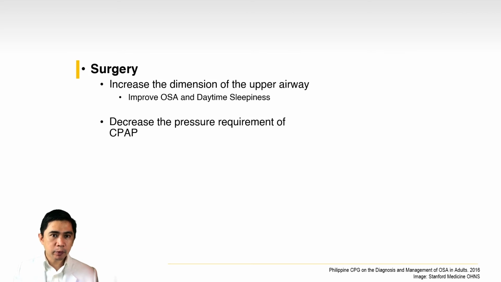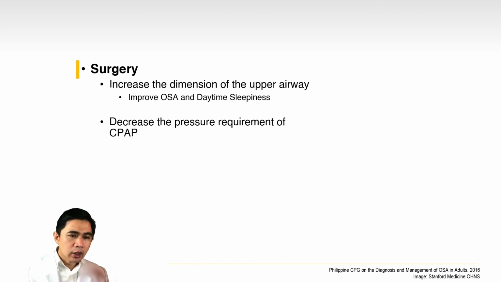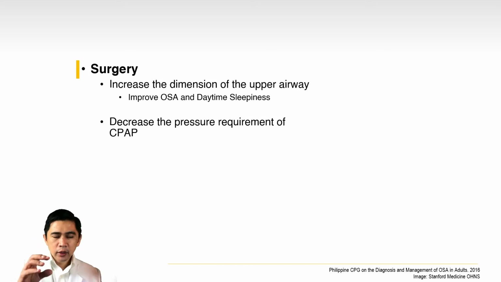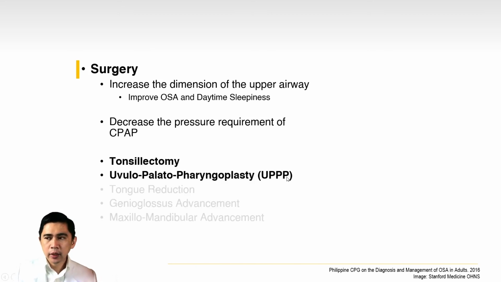Remember that with CPAP, you put pressure to open the collapsible segment, okay? But if you have so much collapsible segment, like big tonsils or big adenoids or a uvula that is so large, you will need a lot of pressure to keep it open. So if you do surgery on the tonsils, on the base of tongue, on the uvula, the pressure requirement for your CPAP to open the airway should be decreased. And this will increase compliance of this patient to their CPAP. So these are the examples of surgery to relieve the upper airway.